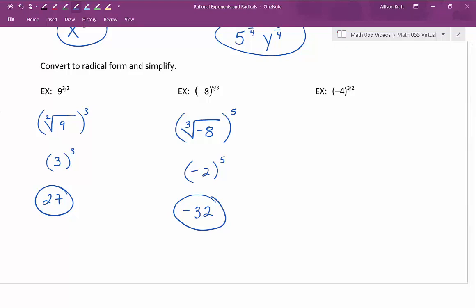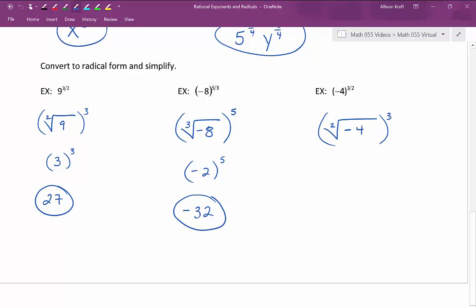Last one, we want to simplify negative 4 raised to the 3/2 power. That negative 4 is in parentheses, so that tells me that that is my radicand. That whole thing's going underneath. Our index is our denominator, 2, and then all that's going to be raised to the third power.